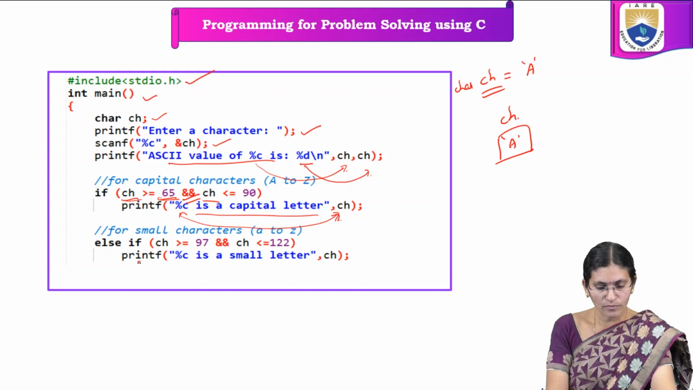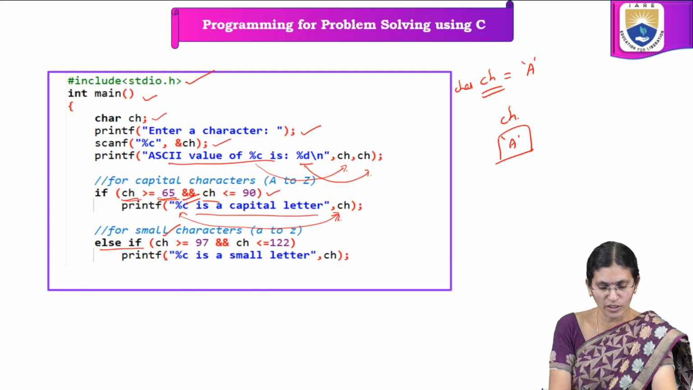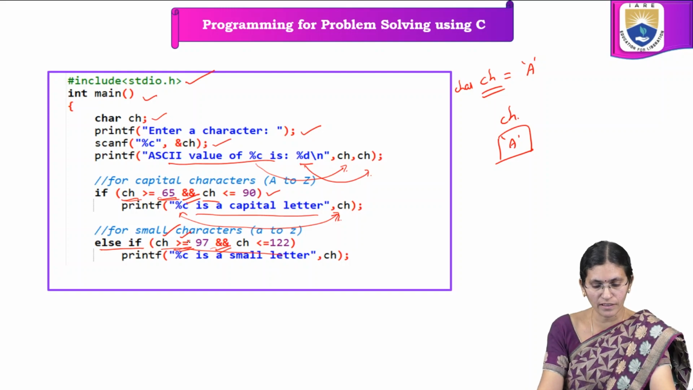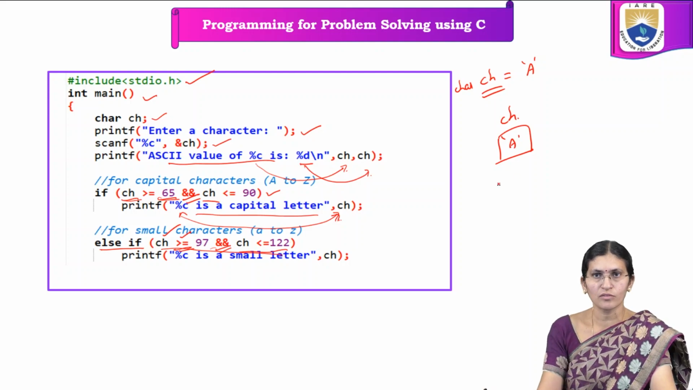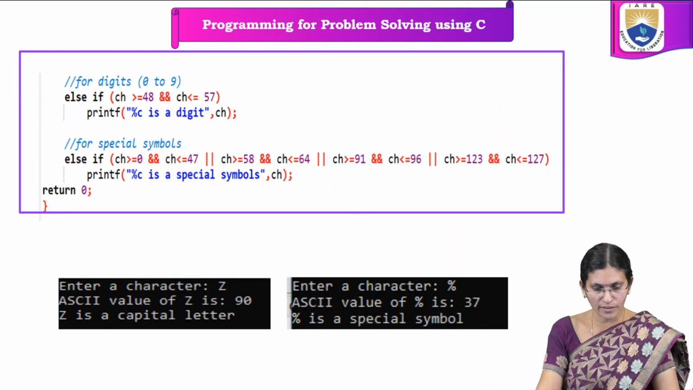Next, else if: if this condition is not satisfied, then it will check this else if condition. Here it will check whether the given character is a small case letter or not by using this condition. This is a relational operator and this is the logical AND operator. If CH is greater than or equal to 97 and CH is less than or equal to 122, then the given character is a small case letter, that is, a lowercase letter.